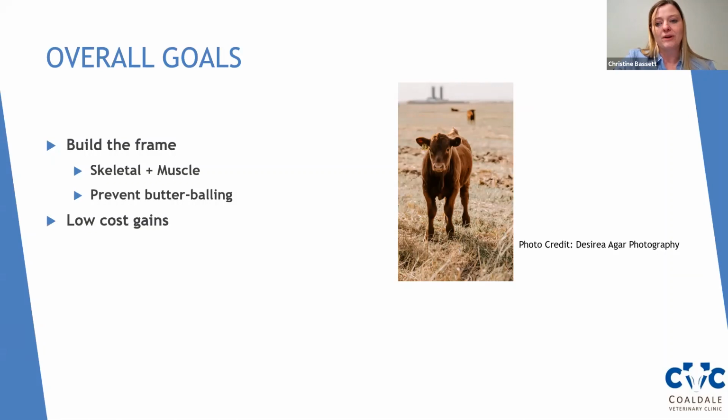And while doing this, we really want to focus on low-cost gains. Building the skeleton and the muscles on this calf are actually going to be the cheapest portion of the growth in this calf's life.